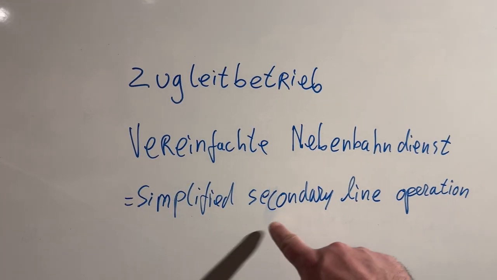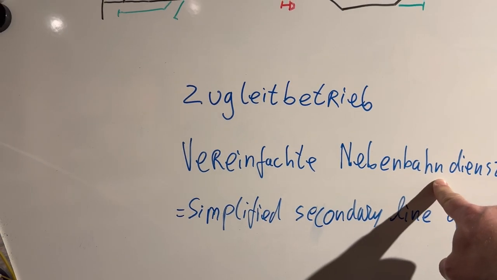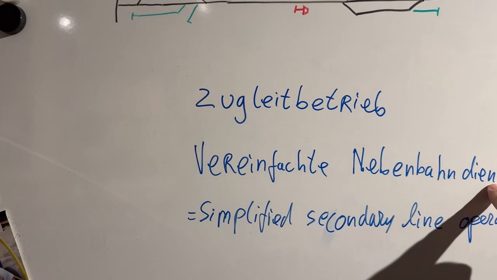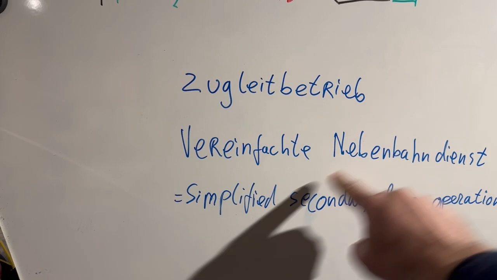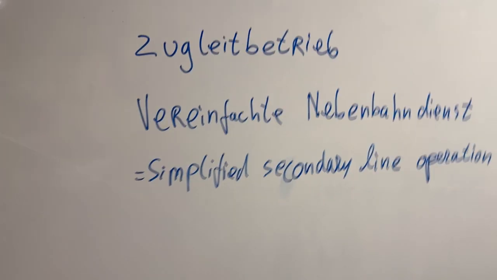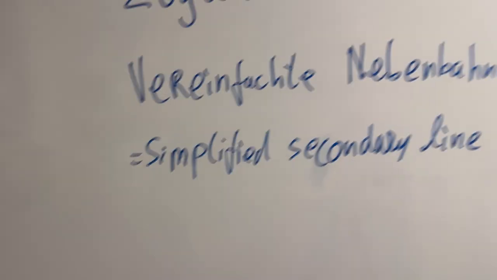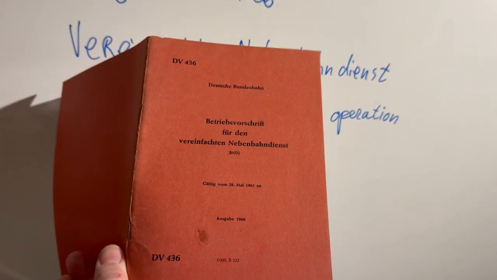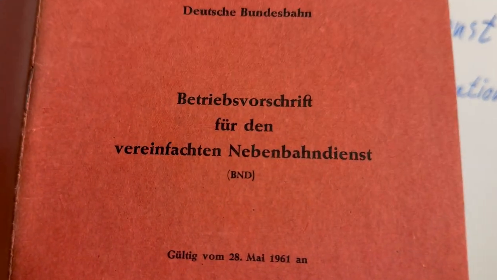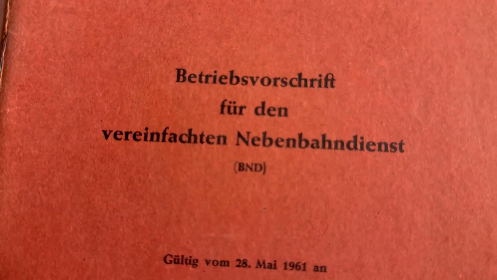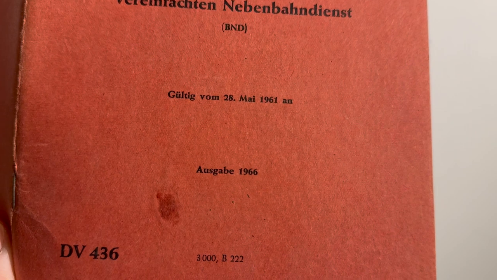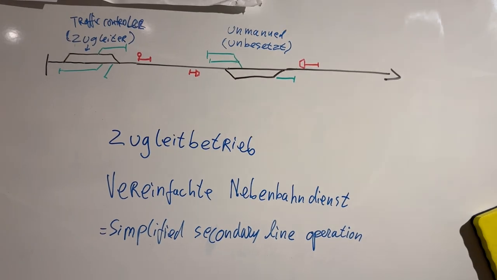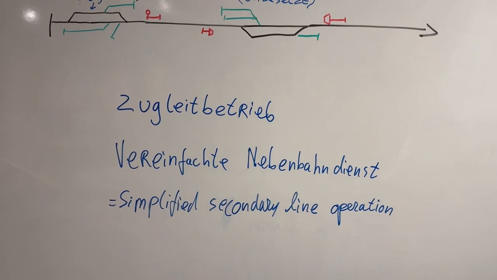So for a secondary line, a Nebenbahn, the Dienst, the operation on that, they have a simplified, vereinfachte way of operating. I've got a booklet here: Betriebsvorschrift für den Vereinfachten Nebenbahndienst from 1966. So it's almost okay for my 1970 line.